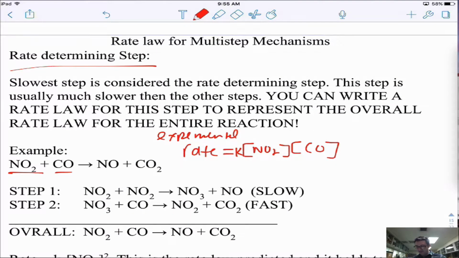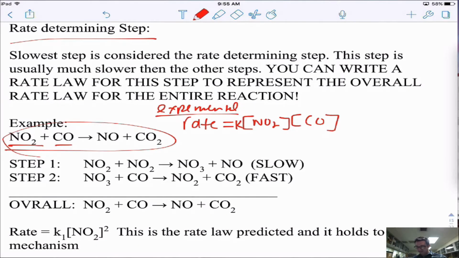So I look at my reaction over here. This was my experimental rate law. I then come up with a mechanism, and my mechanism is right here. I say it occurs in 2 steps. A slow step where 2 NO2s come together and form NO3 and NO. And another step where the NO3 from this first step reacts with CO and forms NO2 and CO2 in a fast step.